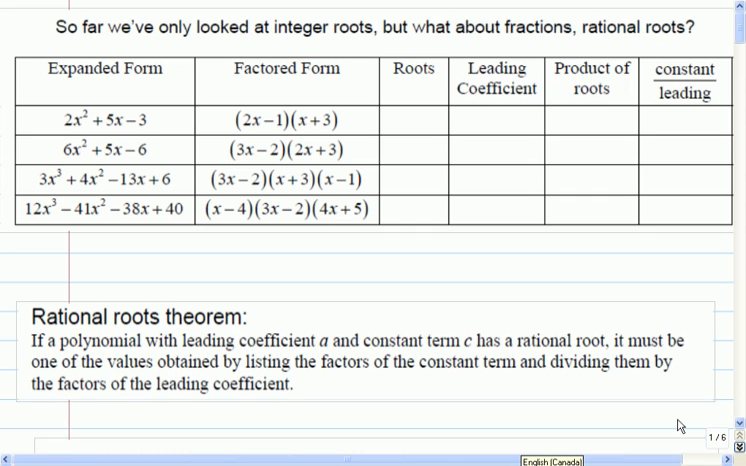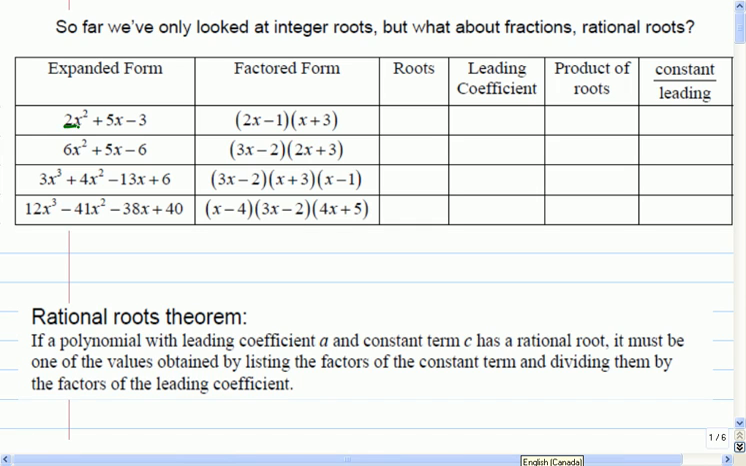Okay, so the only difference between what we're going to look at now and what we've already done is we're going to look at when we have a number in front like this. So last lesson we didn't have numbers like 2 here, or 6, or 3, or 12. So we're going to try and draw some more conclusions because it's very similar. So this time, the root here is 1/2 and the other one is -3. The leading coefficient that's introduced now, like I said, is 2. So if we look at the product of the roots, it's -3/2.